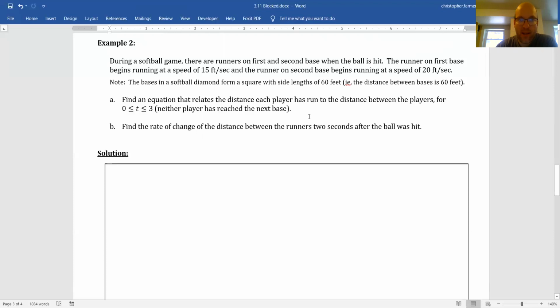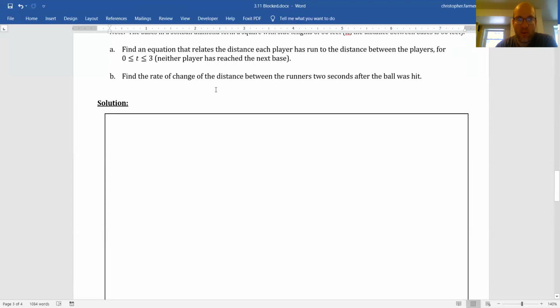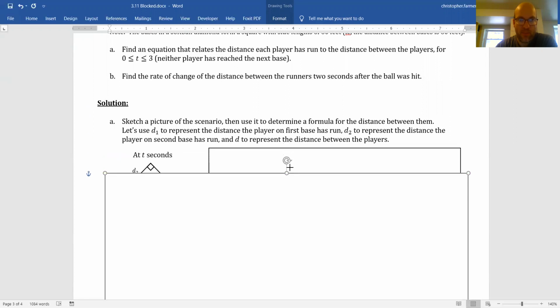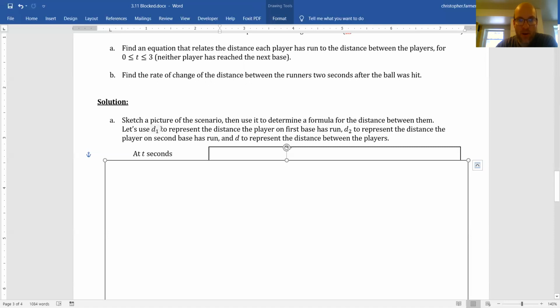Right, so this one you can kind of take a look at and see there's no well-known formula that you can use to work with this. And so we're going to have to create this equation ourselves. That's why I split this into its own problem here. But anytime you're making your own equation, you have something physical to think about, just go ahead and sketch a picture. Okay, so we're going to draw the baseball diamond, and then we'll let D1 represent the distance the player on first base has run, D2 be the distance the player on second base has run, and this regular D is the distance between them.